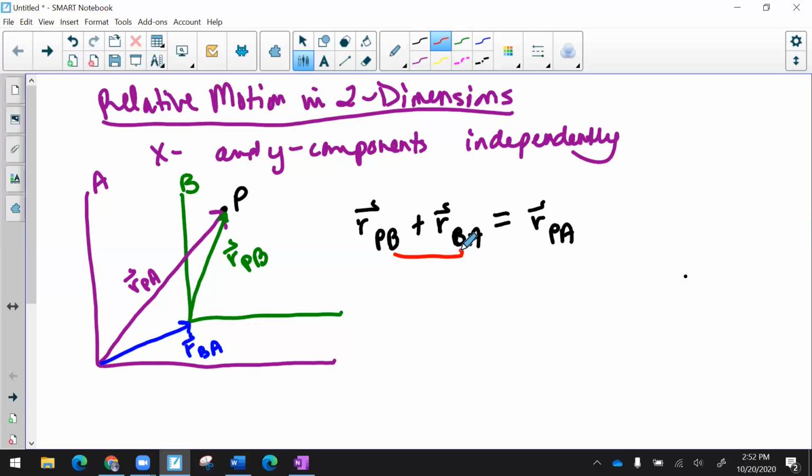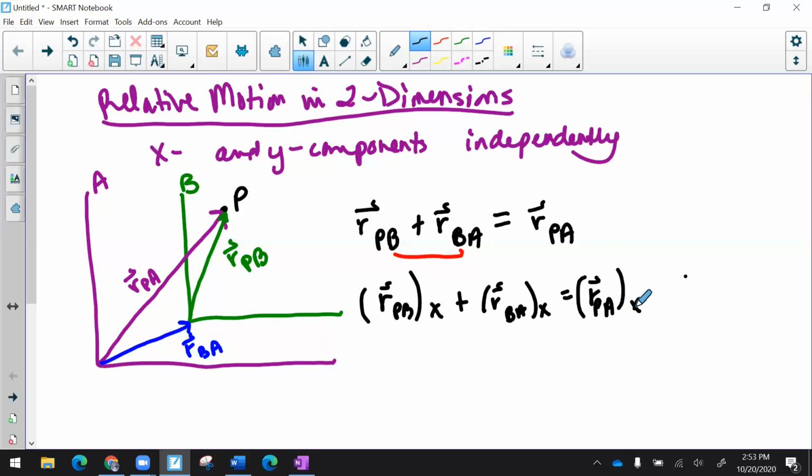Okay. But because we can treat our directions separately, what we need to remember is this is really RPB, the X component, plus RBA, the X component, is going to be equal to RPAX, and I can write a similar expression for the Y direction.